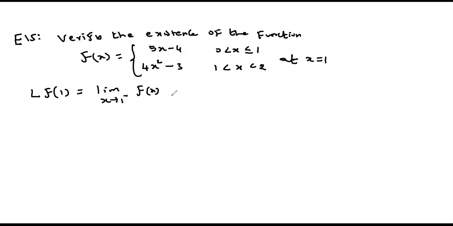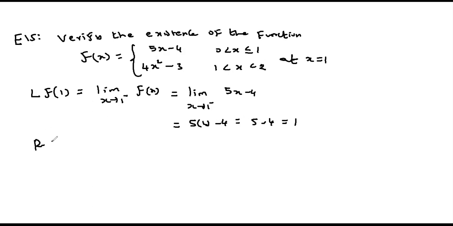So 1 விட லெஸ்ஸரா இருக்கிறதுக்கு வேல்யூ என்னது அப்படினு பார்ப்போம். 1 விட லெஸ்ஸரா இருக்கிறதுக்கு வேல்யூ என்னது? ஒரு ஃபங்க்ஷன் வேல்யூ 5x minus 4. அதுல கொண்டு போய் x க்கு பதிலா என்ன போட போறேன்? 1 அப்ளை பண்ண போறேன். So 5 into 1 minus 4. This will be equal to 5 minus 4, answer 1.